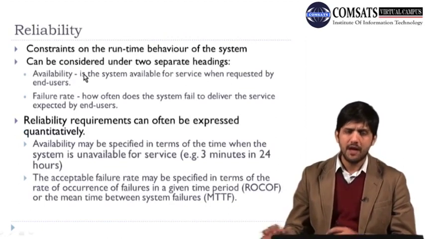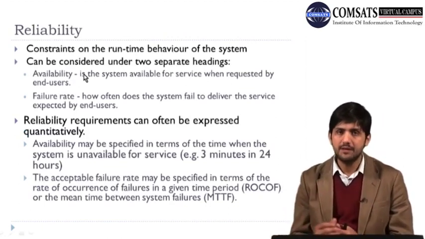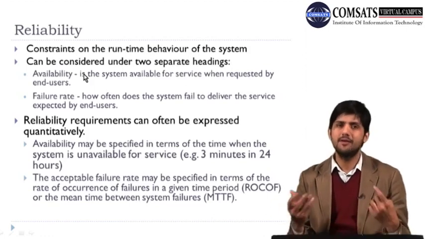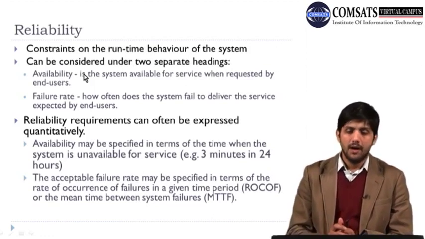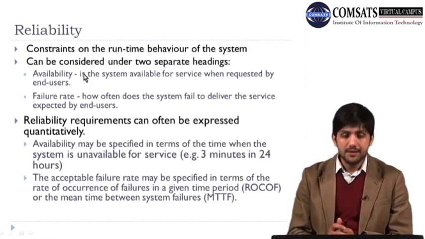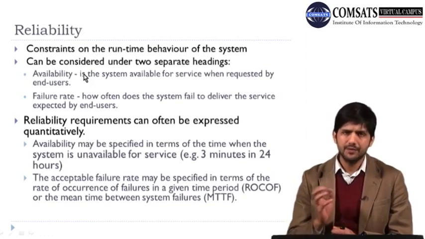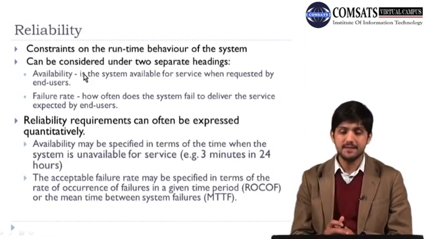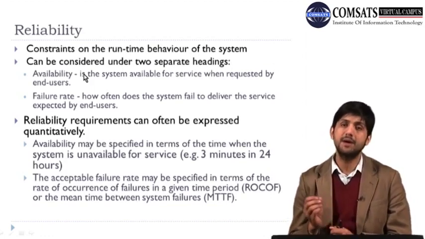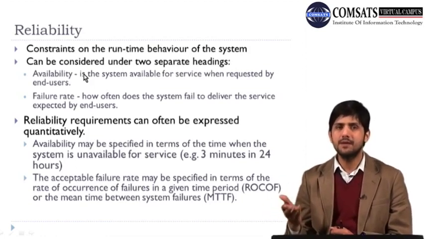So what does reliability mean in terms of the safety critical system? These are constraints on the runtime behavior of the system. We already know that all of these non-functional requirements are constraints on the runtime behavior of the system. They can be considered under 2 separate headings: availability and failure rate. These 2 terms can be used interchangeably at times. Availability: is the system available for service when requested by the end user? We want the system to be available whenever a user wants to input something.